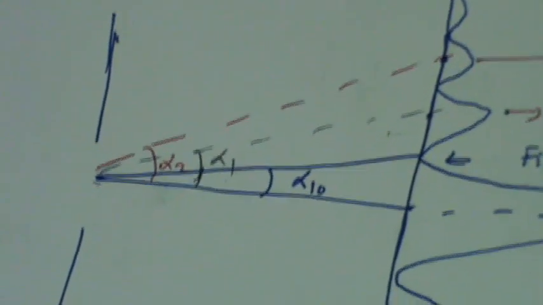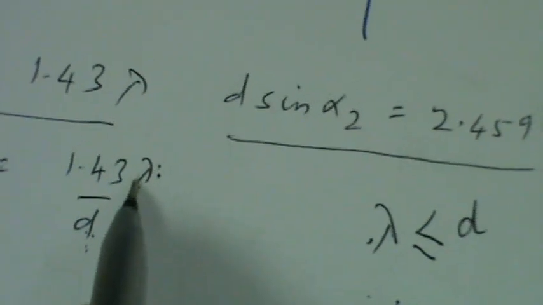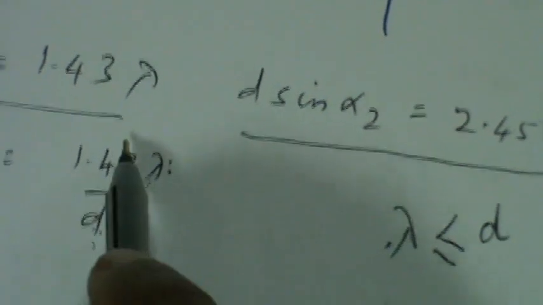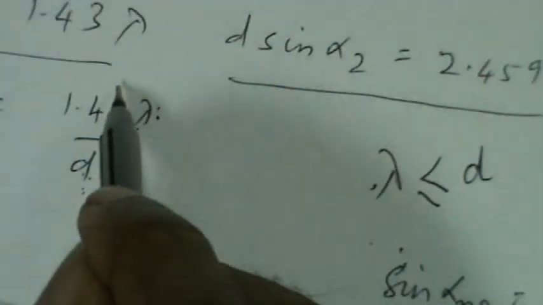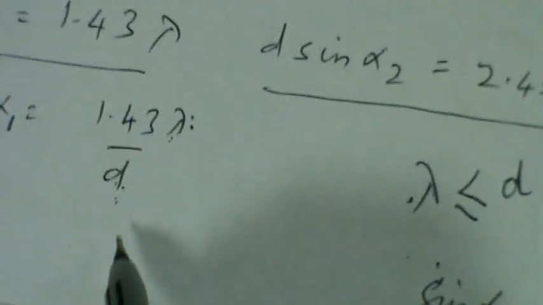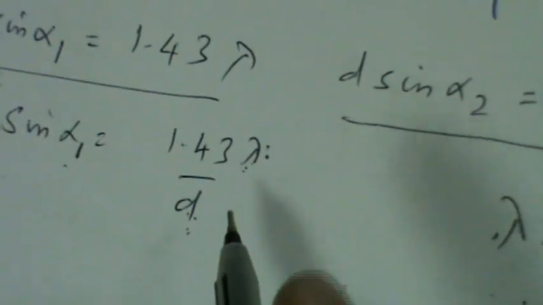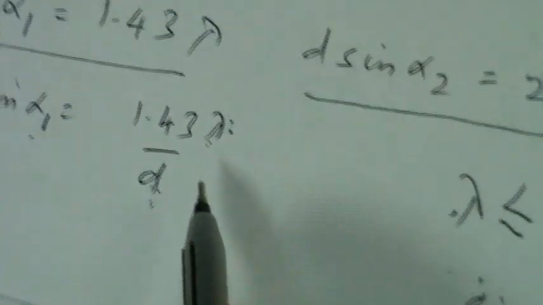So here you look at, lambda will always be lesser than the slit width. So the entire factor will be less than 1. So the condition is, the left hand side is a sine function, so the maximum it can have is the value 1.